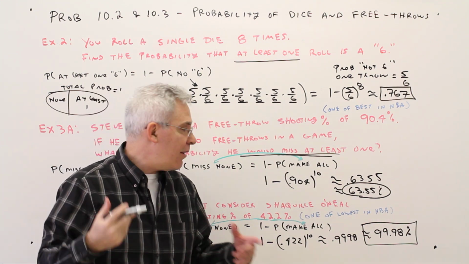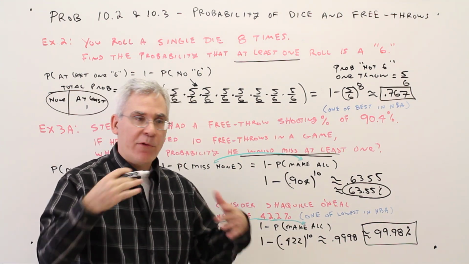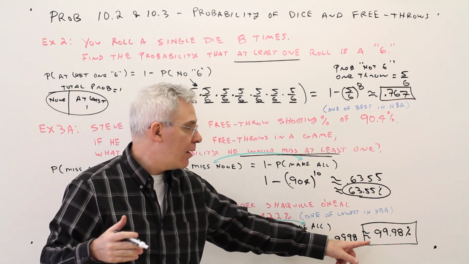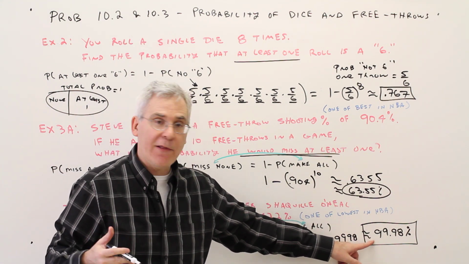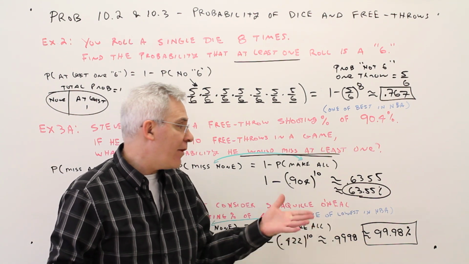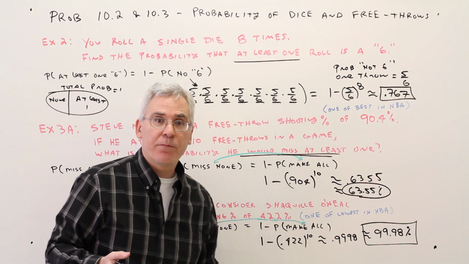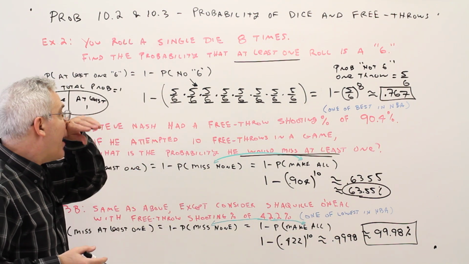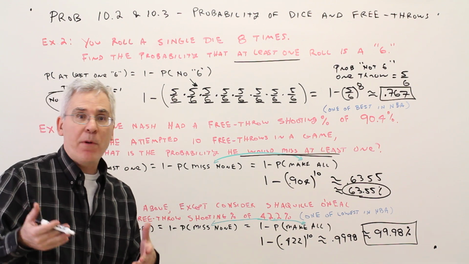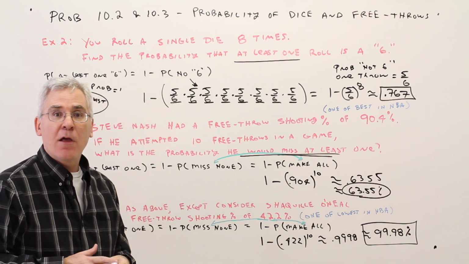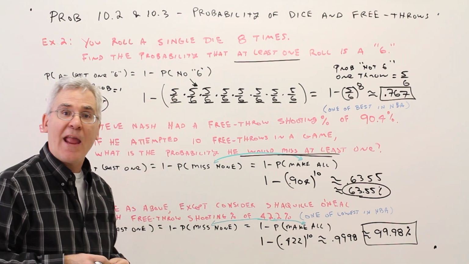So you can clearly see it's almost inevitable that Shaquille O'Neal will miss at least one free throw. That's almost guaranteed. For Steve Nash, not quite as much. So there you have it, how to use probability, really with complements, to find the probability of dice and free throws.